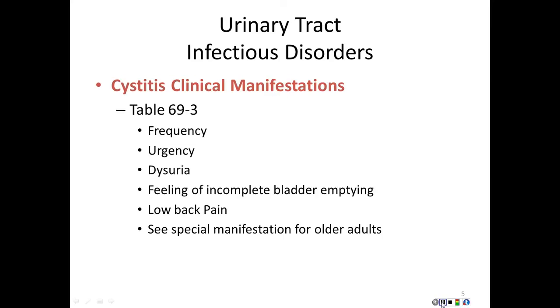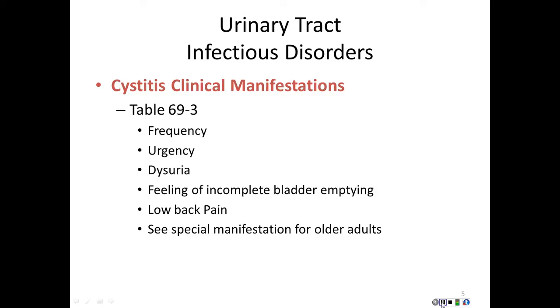Clinical manifestations of cystitis include frequency, urgency, dysuria, feeling of incomplete bladder emptying, low back pain. And for some of the older adults, you may see some more special type things. The older adults, you remember many times when they get a urinary tract infection, you'll see a lot of confusion, very much some changes in altered mental status as we look at it.